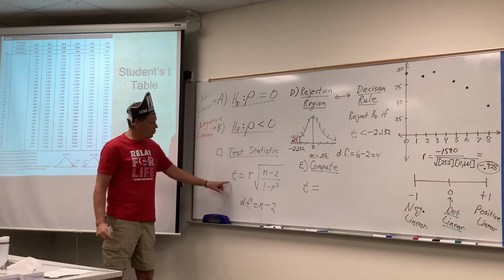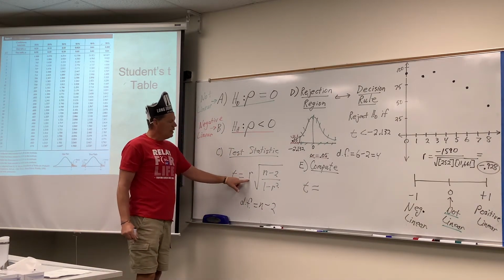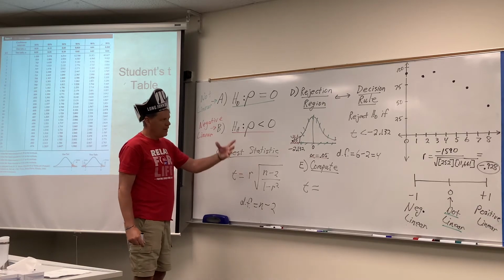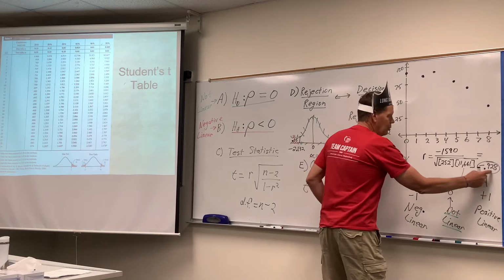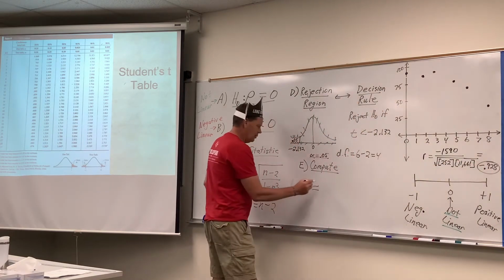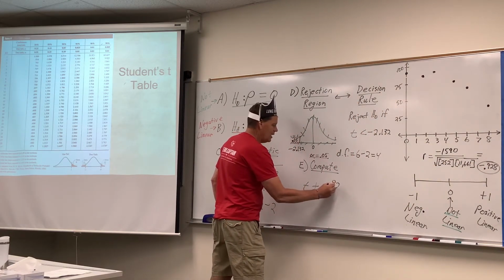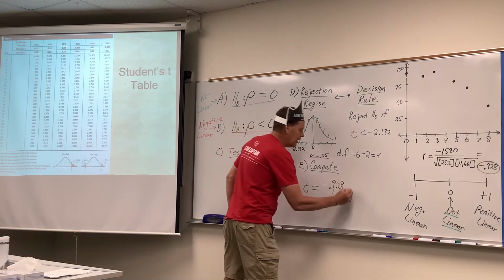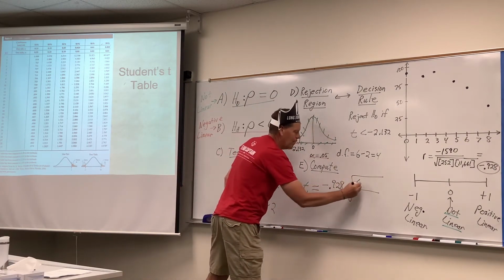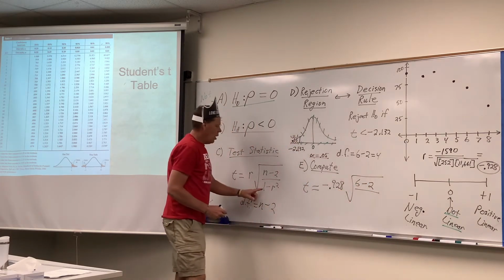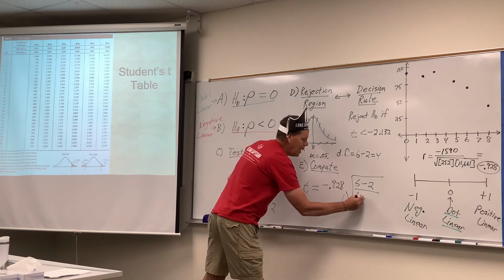All right, t equals r. See, we get that r value from our data, that beautiful formula we crunched out earlier. Negative 0.928, I want to remind you. Negative 0.928. Square root of n, 6 data points, minus 2, over 1 minus.